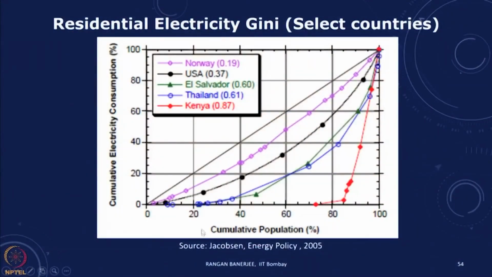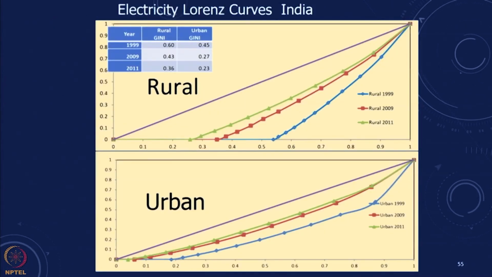Now, similar kinds of things. This is from a paper by Jacobson in Energy Policy, and you can see the cumulative electricity consumption, residential electricity consumption. Norway has a Gini coefficient of 0.19, much more equal than Kenya, where large proportions do not have access to electricity and the Gini coefficient is 0.87. Similar kinds of things you can see. We had developed similar curves using the data from the NSSO.